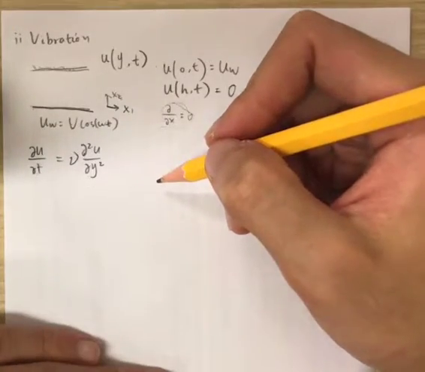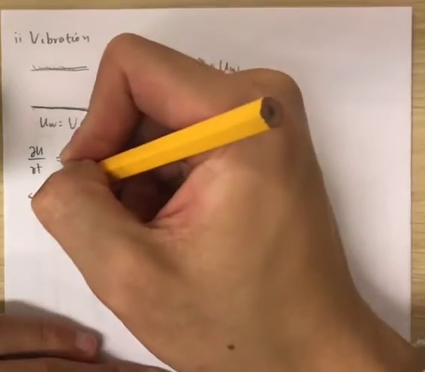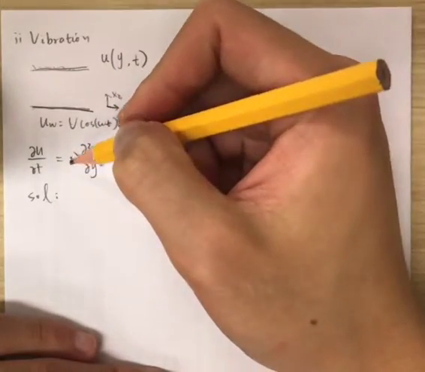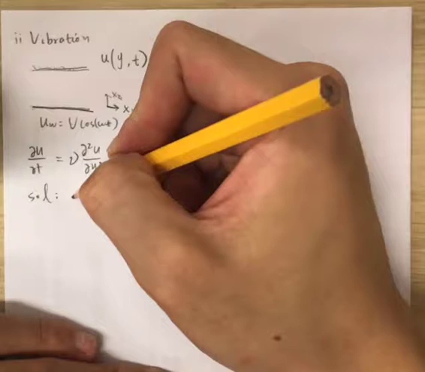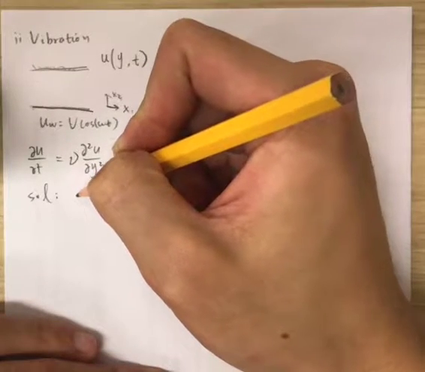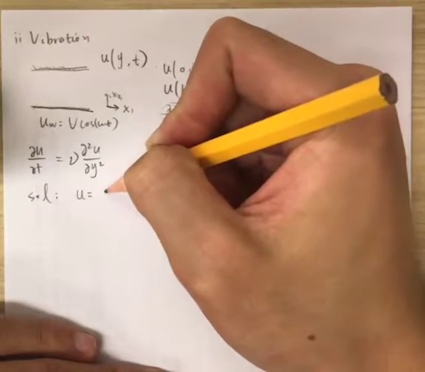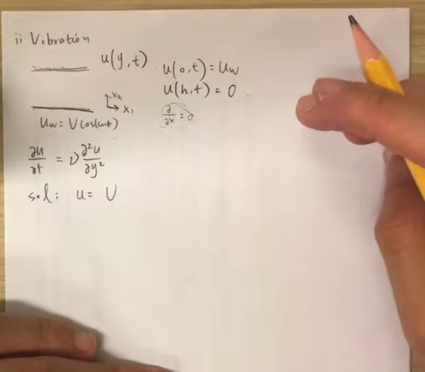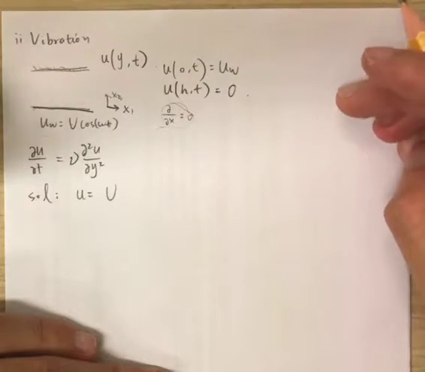Here again, how do we solve this? We surmise that the final form should be a form that looks like this. U is equal to capital U times something, times a coefficient. Okay, so what is that coefficient?